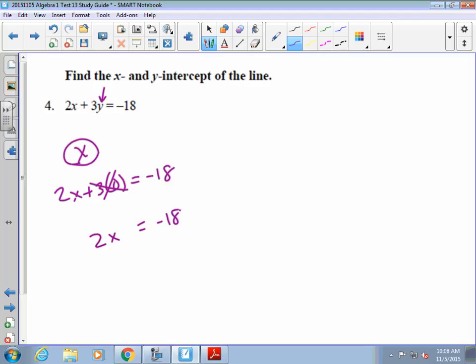Divide by 2 on both sides. A negative divided by a positive is a negative. 18 divided by 2 is 9. So your x-intercept is negative 9.